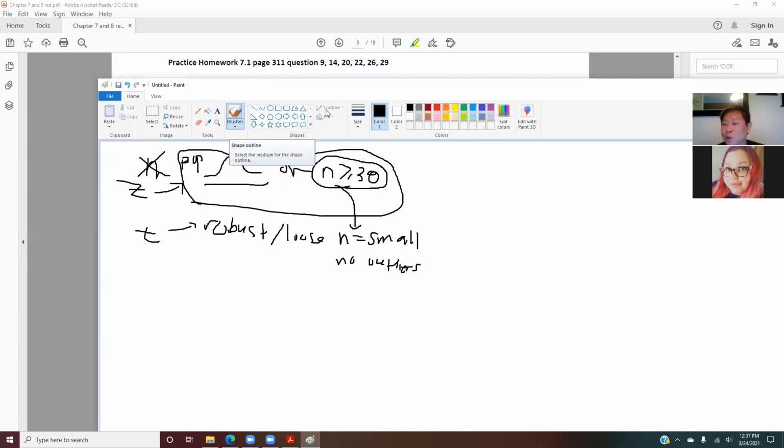Because like right now, we only got 29 students, right? There's no 30 students. So if I have a smaller class, like 20 students, I cannot use the Z because Z says it has to be 30. So the T distribution will be used here.